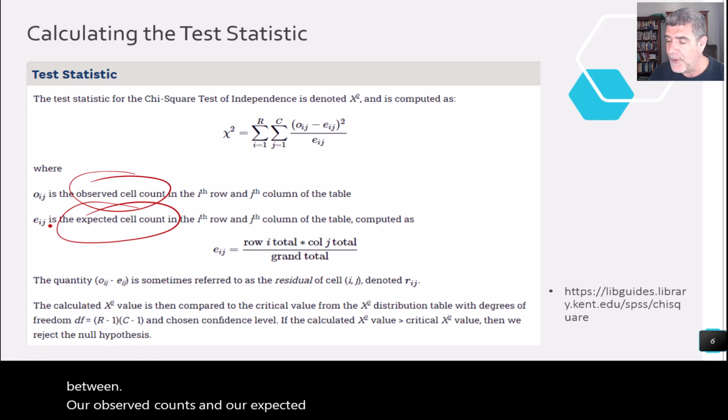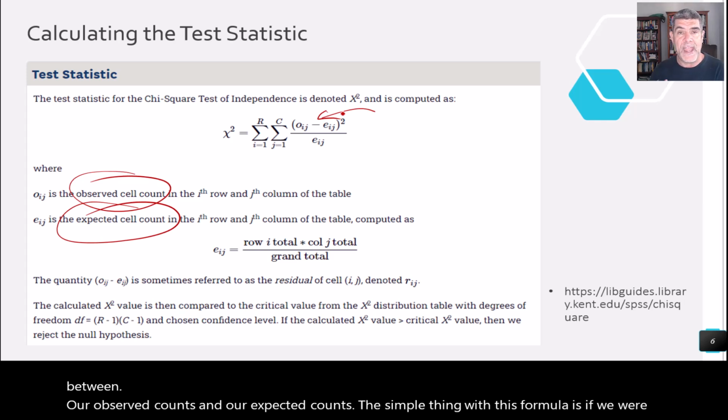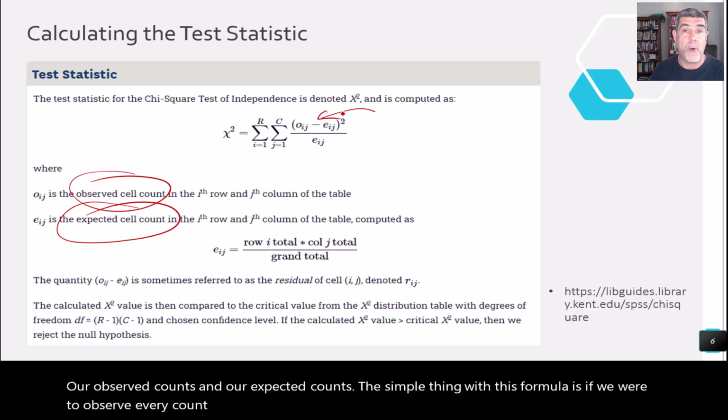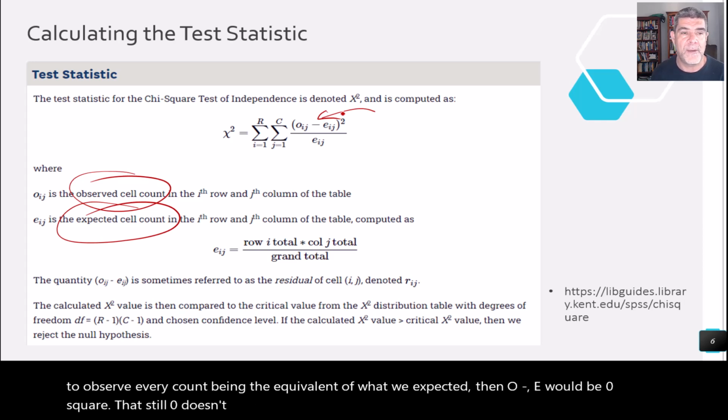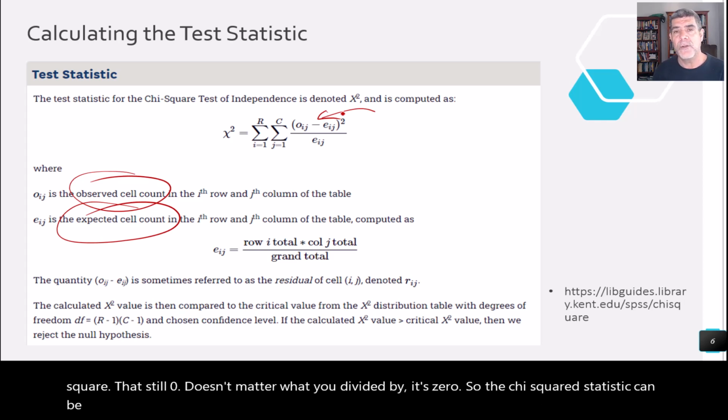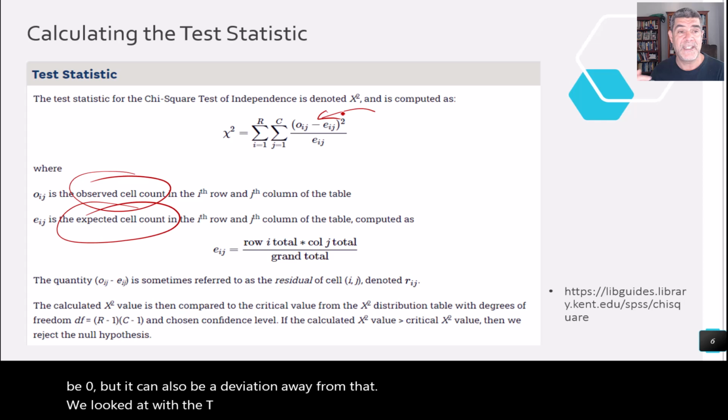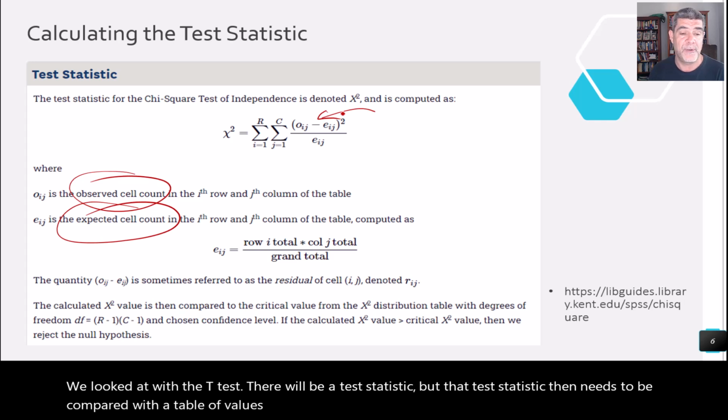The simple thing with this formula is if we were to observe every count being the equivalent of what we expected, then O minus E would be 0. Square that, still 0. Doesn't matter what you divide it by, it's 0. So the chi-squared statistic can be 0, but it can also be a deviation away from that. Like we looked at with the t-test, there will be a test statistic, but that test statistic then needs to be compared with a table of values and the number of degrees of freedom.